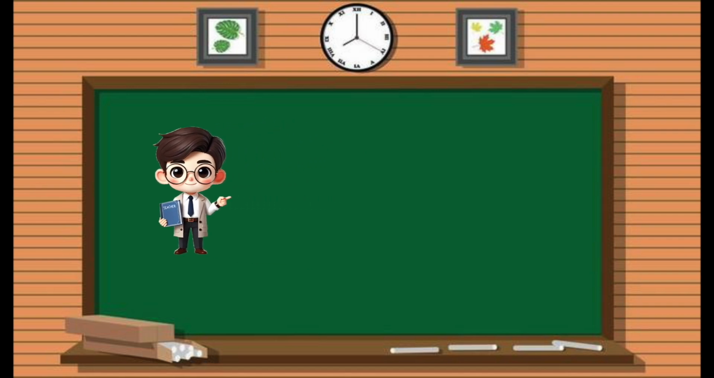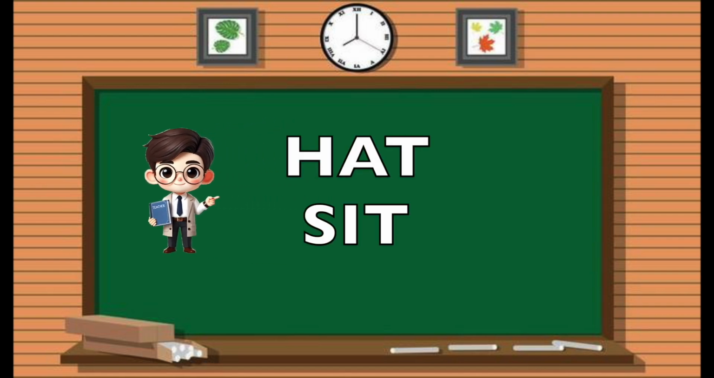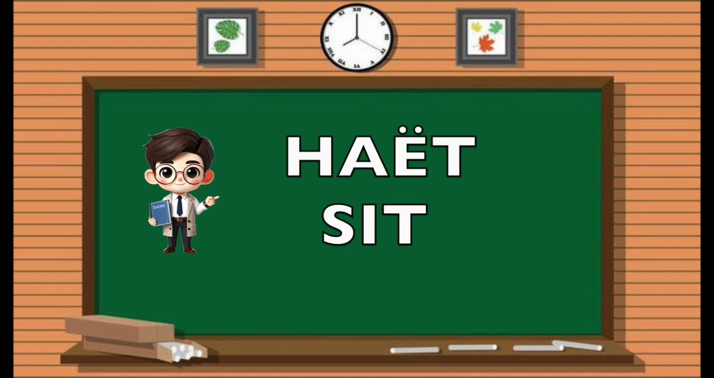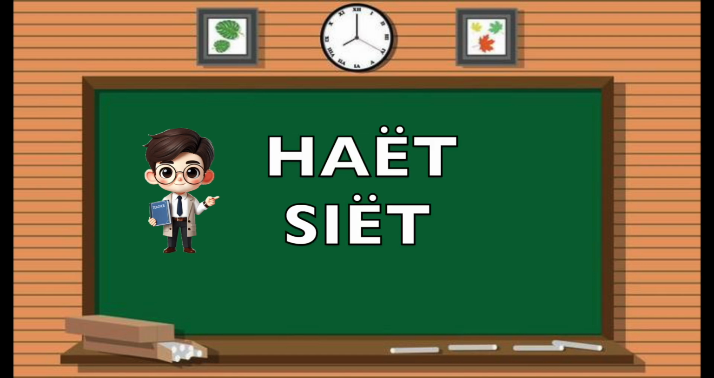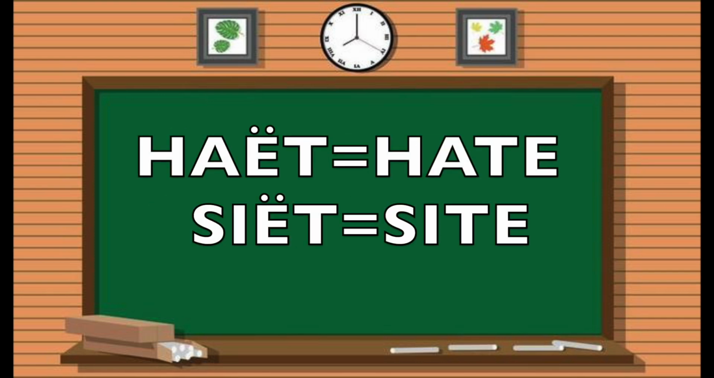For example, HAT spells hat and SIT spells sit. But if you add E with accent marks between the A and T of hat and the I and T of sit, you then pronounce them as hate and sight.